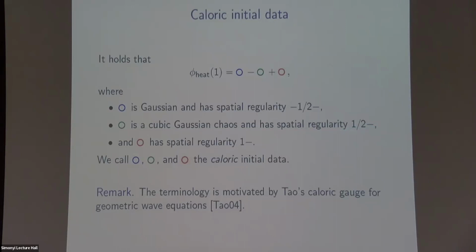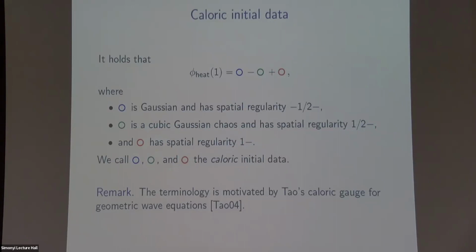It's already much better. And then there's this red one right here. I'm not telling you much about its probabilistic properties because we don't know that much about them, but it will have regularity 1 minus. This is more than good enough for our purposes. I haven't explained yet what these dots are, but let me explain the colors.